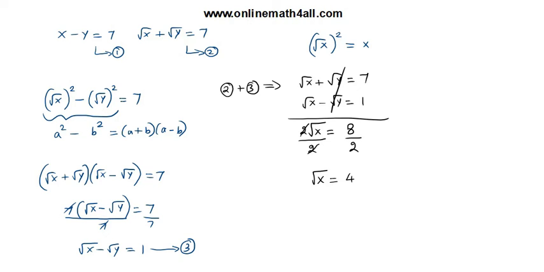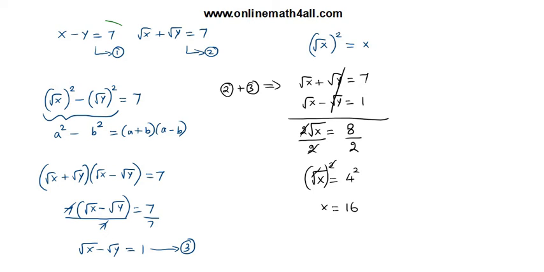Now I need the value of x. For that I have to get rid of the square root. To get rid of the square root, I have to square both sides. When I square both sides, the square will cancel out. I just get x is equal to the value of 4 squared, which is 16. Now I got the value of x, that is 16.